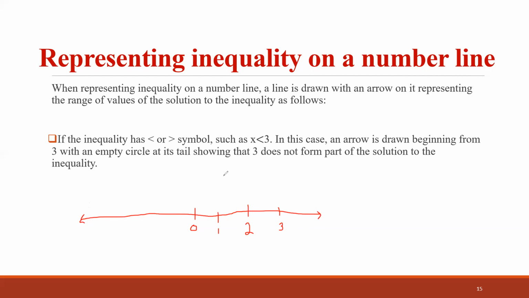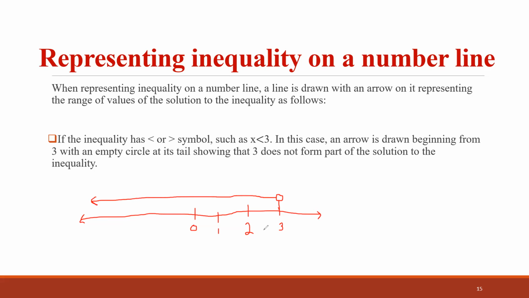So I'm saying that if an inequality has a less than or greater than symbol, such as x less than 3, we use an empty circle here, because numbers less than 3 go in the negative direction. So I indicate with an empty circle here, then I draw an arrow going in the negative direction, like this.